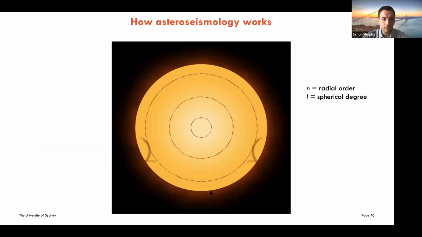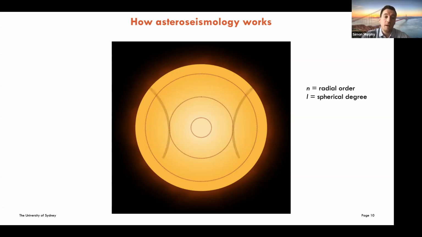Before we go further, I should probably explain a bit on how asteroseismology works. A star will oscillate at its natural frequencies, and different oscillation modes will penetrate to different depths throughout the star based on both their degree and their radial order. So the degree is the number of nodes that exist on the stellar surface, and the radial order is the number of nodes that exist throughout the star. These lines here are examples of radial nodes, and you can see these modes bouncing around on the surface, and that's where the modes have nodes at the surface.